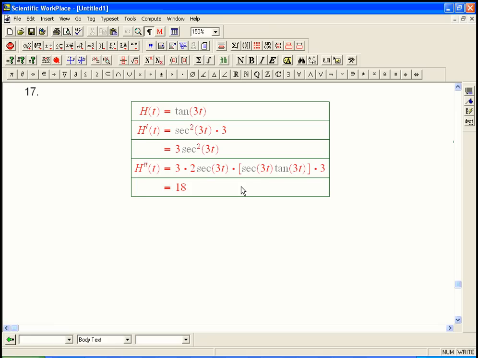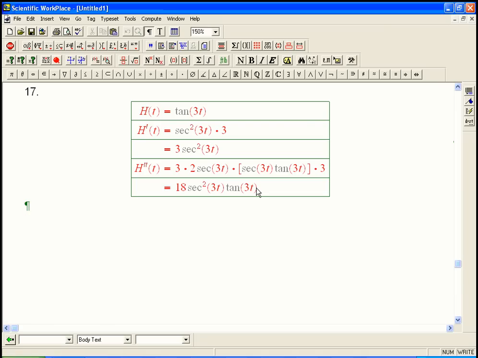There's 2 secants. At least one person was asking me, why do you get secant twice? Well, one is from the fact that it's the derivative of something squared. The other is from the derivative of secant, which has a secant in it, but it's actually secant tangent. And then tan 3t.